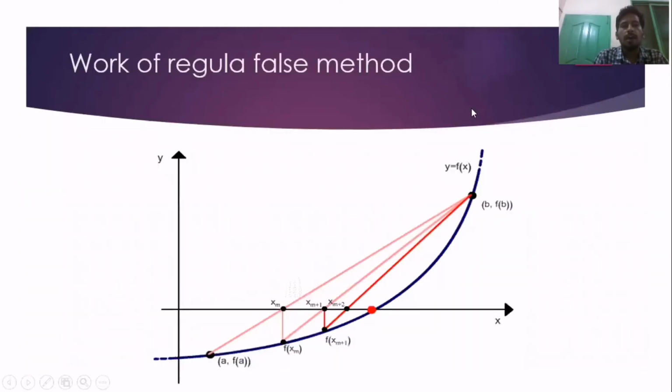Now, here is the graphical representation of the Regula Falsi or false position theorem. In this graph, I take the points a comma f of a and b comma f of b. Then we use the equation of a line for this representation.